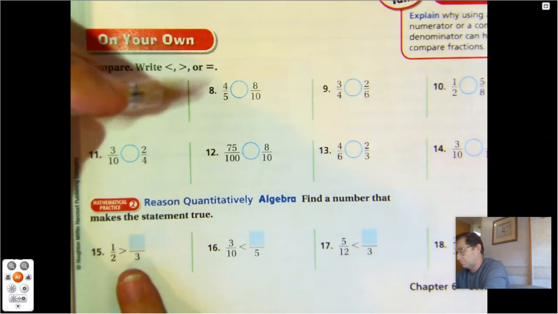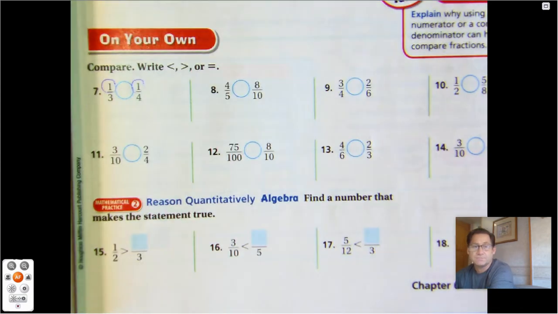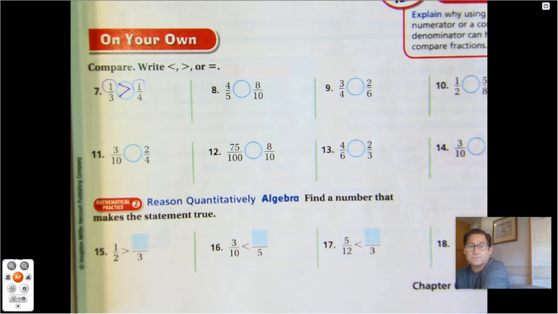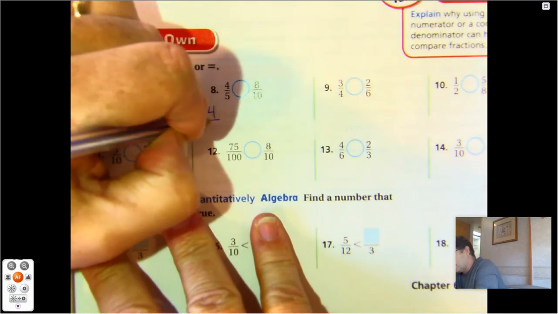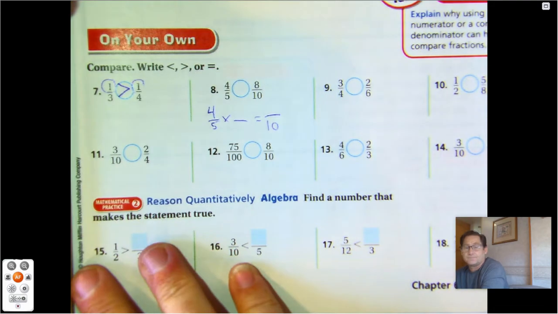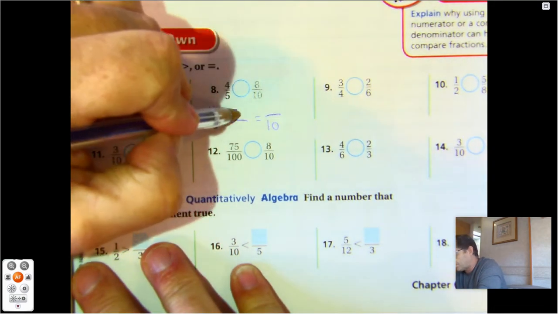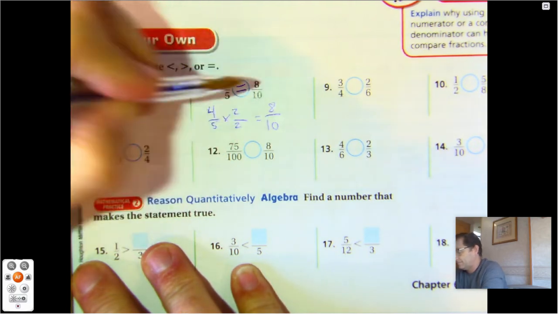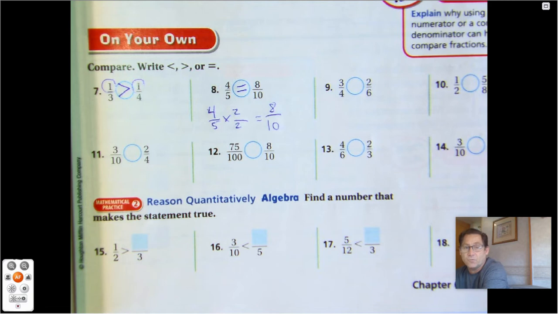Same numerators. Compare the size of the parts. The smaller the denominator, the bigger the pieces. So 1/3 is larger than 1/4. 4/5, 8/10. Well, let's find a common denominator. So 4/5 times what would give me a tenth? 2/2. 5 times 2 is 10. 4 times 2 is 8. 8/10 is equal to 8/10. So 4/5 is equal to 8/10.